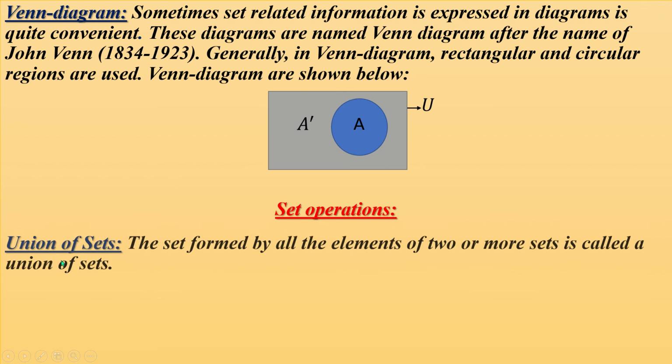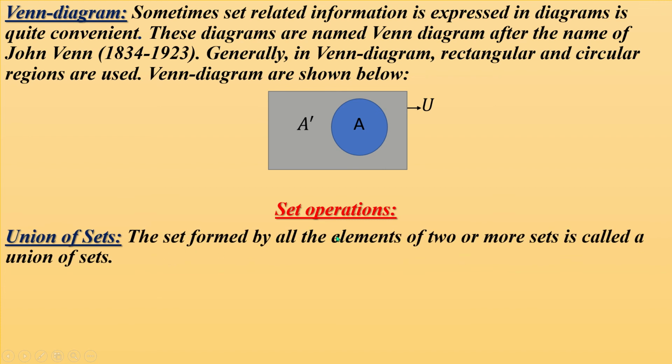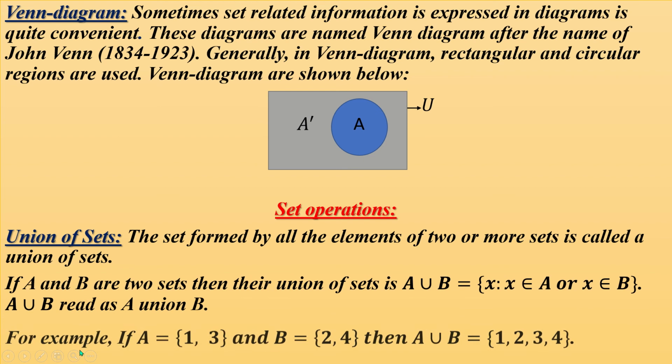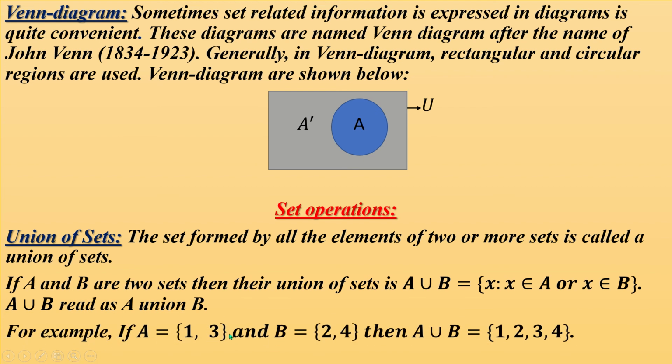Set operations, union of set. The set formed by all the elements of two or more sets is called a union of sets. If A and B are two sets, then their union of sets is A union B. This is equal to x such that x belongs to A or x belongs to B. A union B is read as A union B. For example, if A is equal to 1, 3 and B is equal to 2, 4, then A union B is equal to 1, 2, 3, 4.